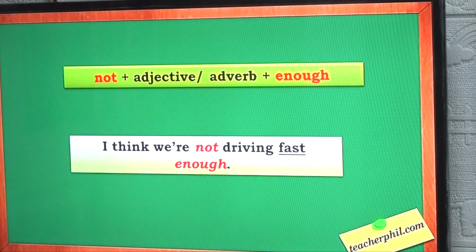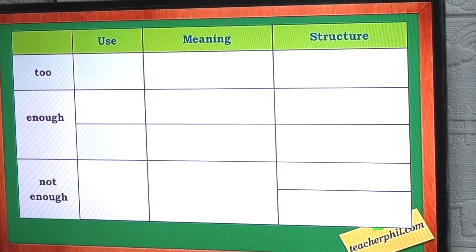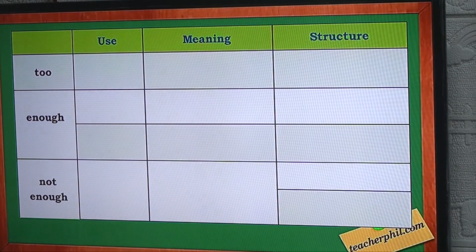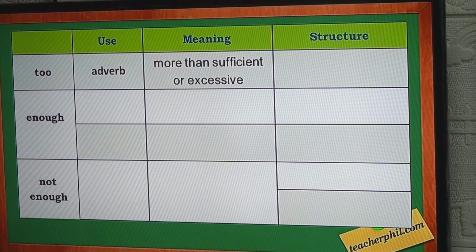Example, I think we're not driving fast enough. We have here the negative not plus the adverb fast plus enough. Here's a table to help you understand. Let's start with the word too. Very important. Too is an adverb. It means more than sufficient or excessive. We have the structure too plus the adjective or adverb.